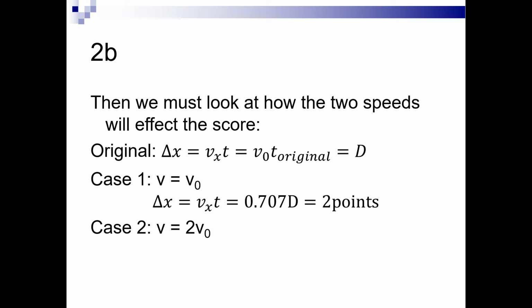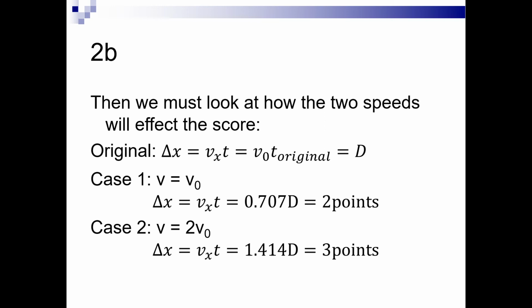Case 2 is where you fired at double the velocity. If you double the velocity, the nice thing is with the horizontal distance, you're just going to double the distance. That's 1.4 times d. That's less than 3/2 d, so that gives you 3 points. So firing at double the velocity gives you that.